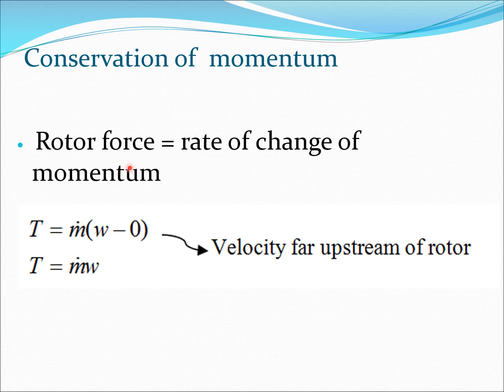Now the second equation is conservation of momentum, and here what we consider is that the rotor force is going to be equal to the rate of change of momentum. That's essentially Newton's second law, and therefore the rotor force T is m dot w minus 0, 0 being the velocity far upstream of the rotor. So remember, w is the velocity far downstream of the rotor. So T is m dot w, a very simple equation coming to us from conservation of momentum. So this equation is very important. We can use it to calculate thrust.